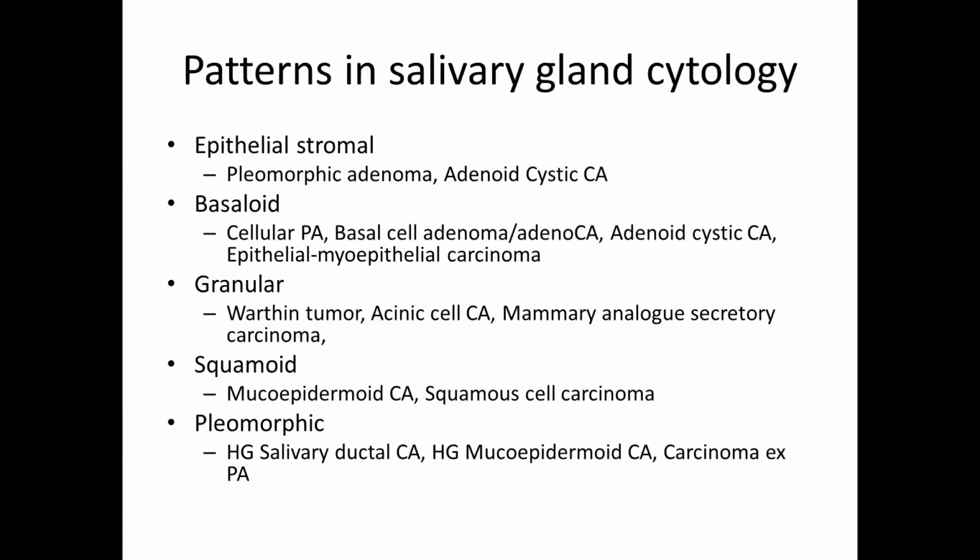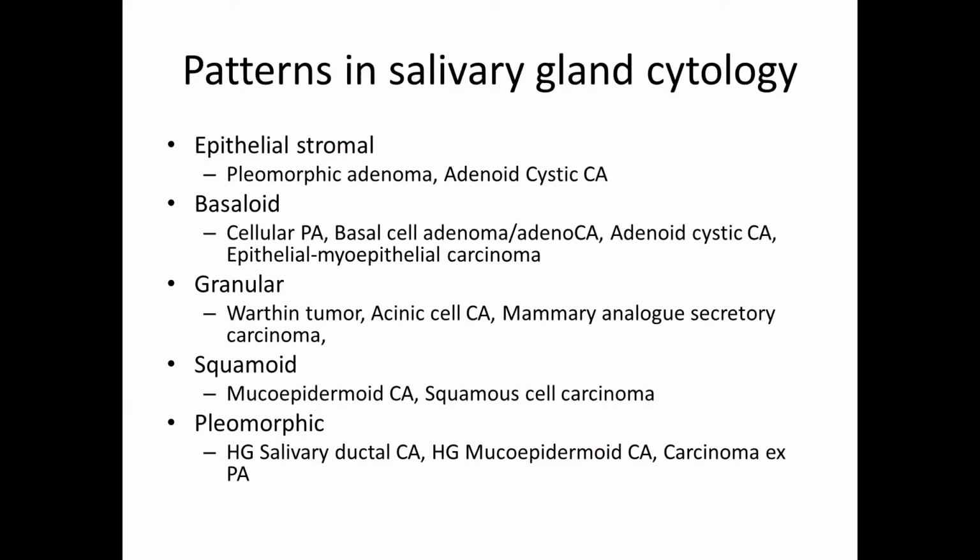The next pattern is going to be the granular pattern. This is comprised of, again, relatively bland, low-grade looking cells with abundant granular cytoplasm. This category includes oncocytic type tumors as well as acinic cell carcinomas, as well as a few other oddities. The next category would be your squamoid category. This is going to be comprised of tumors that have more dense and angulated cytoplasm. So they resemble squamous cells, or at the very least, squamoid cells, similar to what you might see in metaplastic cells in the Pap test. Again, more dense and more angulated cytoplasm.